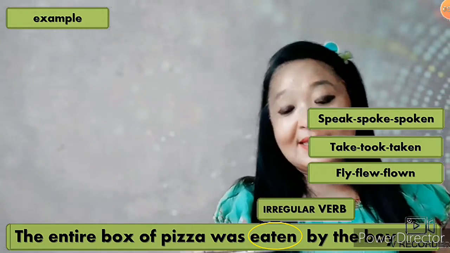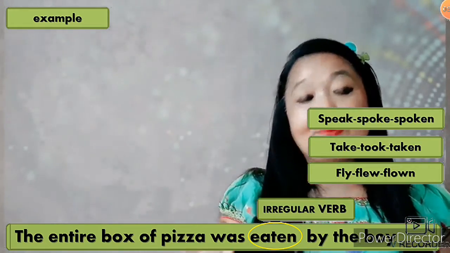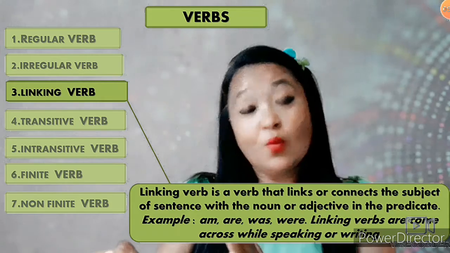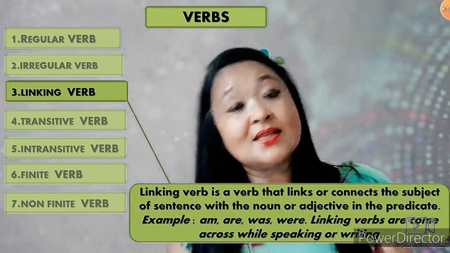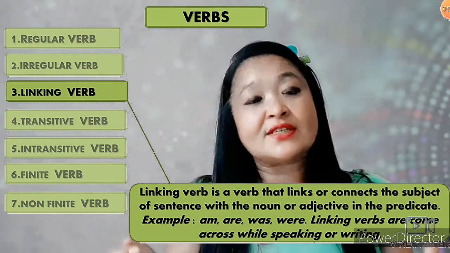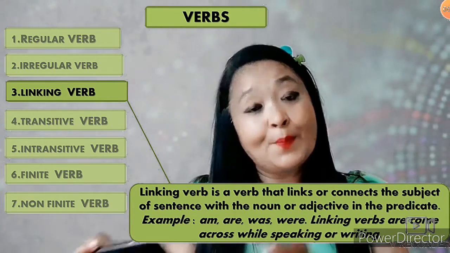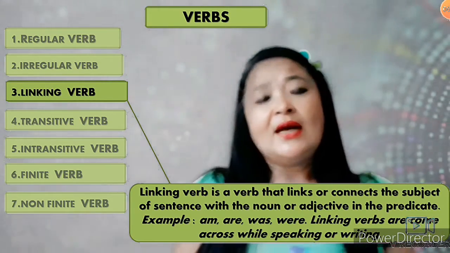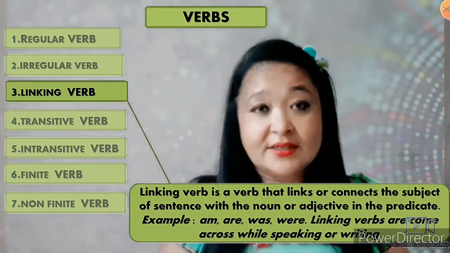Now let's see the next type of verb. The next type of verb is the linking verb. What is a linking verb? Well, a linking verb is a verb that links or connects the subject of the sentence with a noun or an adjective in the predicate. Now, I think the very first lesson that we learned in the English language is subject and predicate, right?